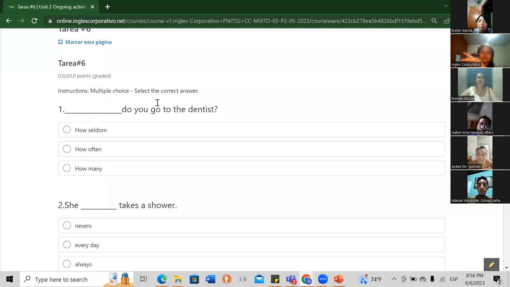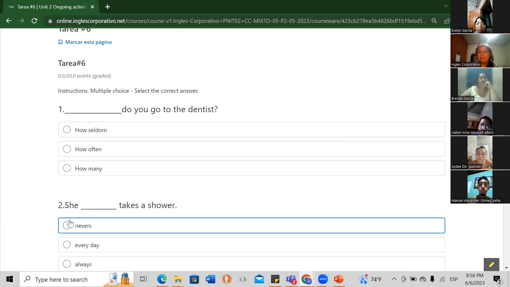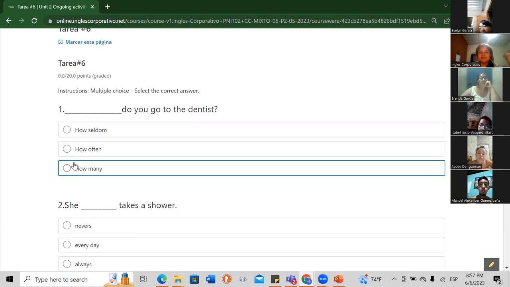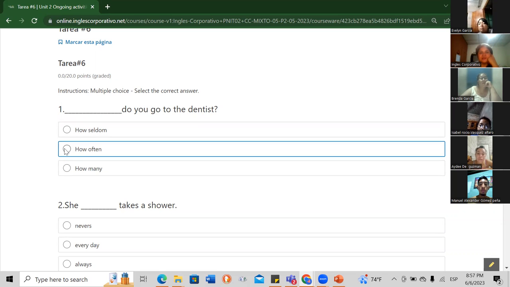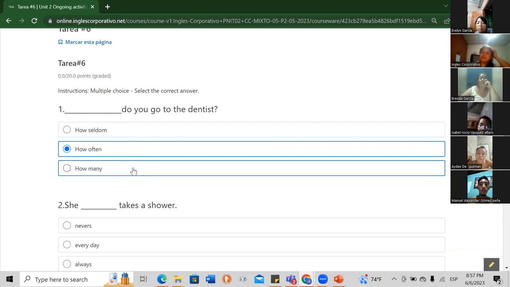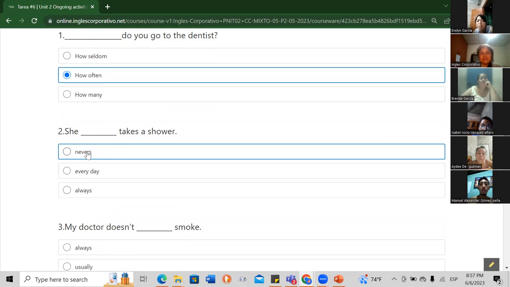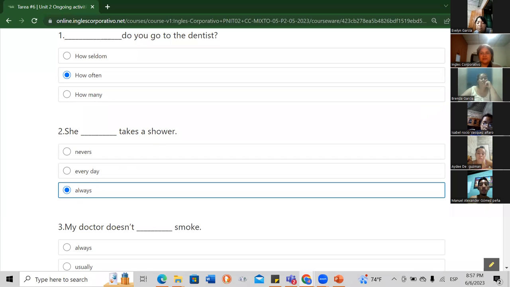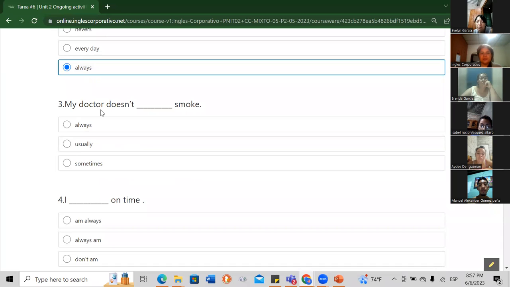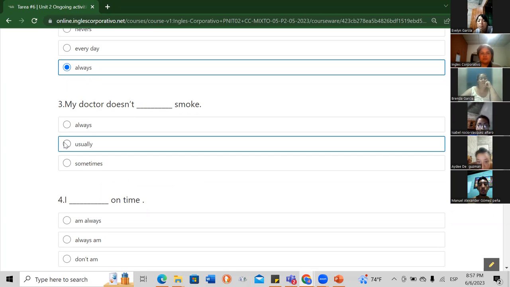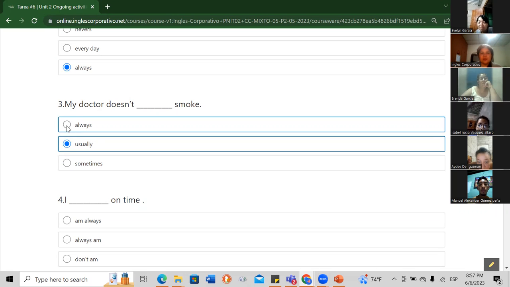Multiple choice. Select the correct answer. Which one do you think is correct? How seldom, how often, or how many do you go to the dentist? How often do you go to the dentist? Okay, what about number 2? She never, always. She always. Number 3, my doctor doesn't... Usually, sometimes? Usually. My doctor doesn't usually smoke.